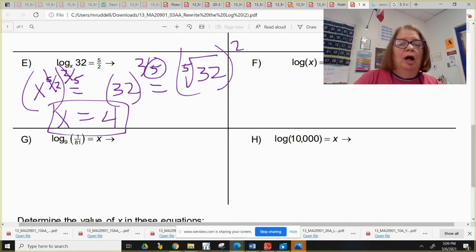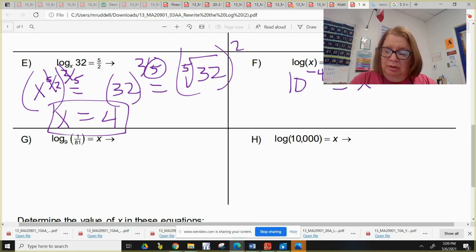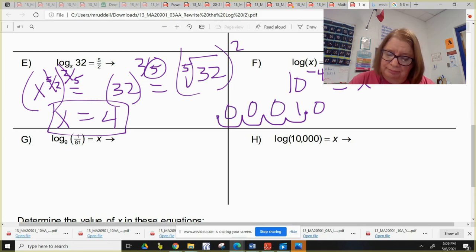This one we talked about, if a common log, if there's no base written, that's understood to be a 10. The base is 10. So this is 10 to the power of negative 4 equals x. You can use a calculator and get 1 over 10,000. Or you can think scientific notation. 1.0 times 10 to the negative 4th. So you would take your decimal and move it 4 times. 1, 2, 3, 4, 0, 0, 0, 1.